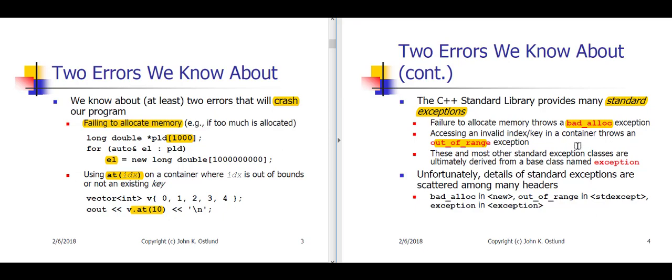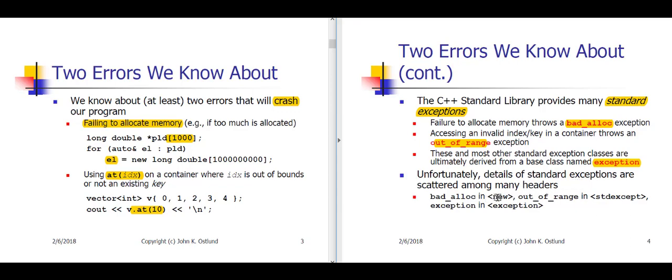Standard exceptions are actually classes, and throwing an exception involves creating and throwing an object of a particular exception class. These standard exceptions have as their basemost class a class named exception. All right, so a bad_alloc is a kind of exception. An out_of_range is a kind of exception. It would be awfully handy if all of these standard exceptions were described in the same header, but unfortunately the headers for these different kinds of exceptions tend to be sort of scattered around.